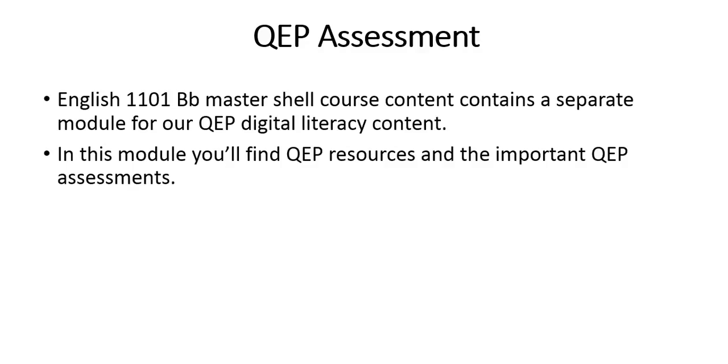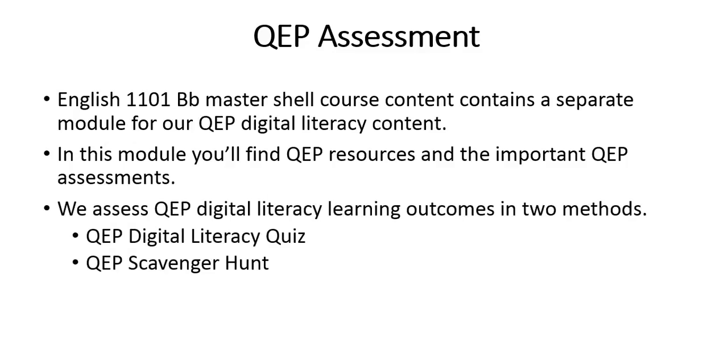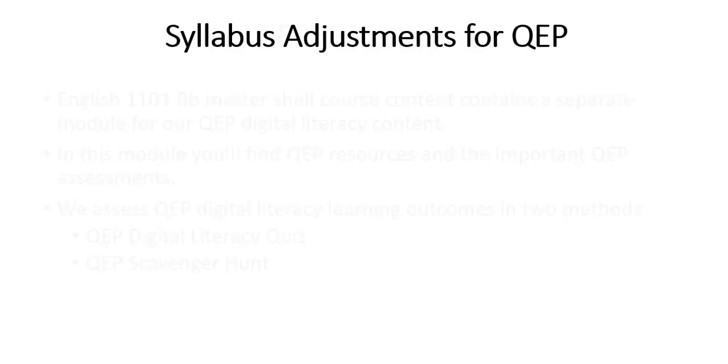So all of the QEP items that have been created can be seen on the QEP page, which I'll show you the link to, as well as in the English Level 1 Master Shell. The most important items in the Master Shell are, of course, the QEP assessment. QEP will be assessed in two methods. Your students will take a QEP quiz and conduct a QEP digital literacy scavenger hunt. Let me show you the course content of the master shell and where QEP items are located in the master shell.